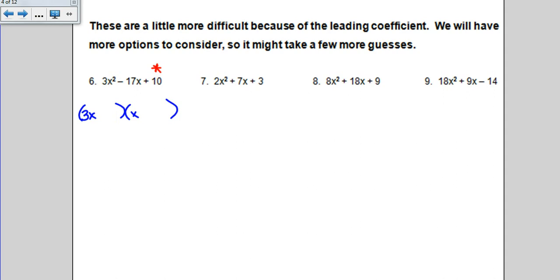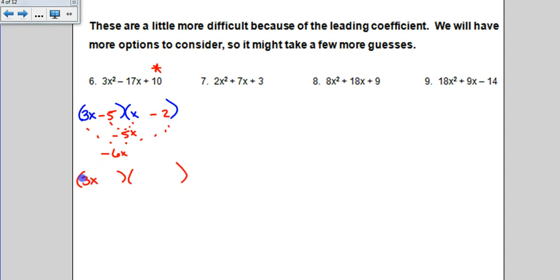So let's just try, and I don't know if this is right, let's try a negative 5 and a negative 2. Now when I check the outer plus the inner, if it gives me a negative 17, then I did this right. So let's see, that gives me a negative 6x, and that gives me a negative 5x. Well, does that add up to a negative 17? No, it does not. So that is not my correct answer. So I'm going to try again.